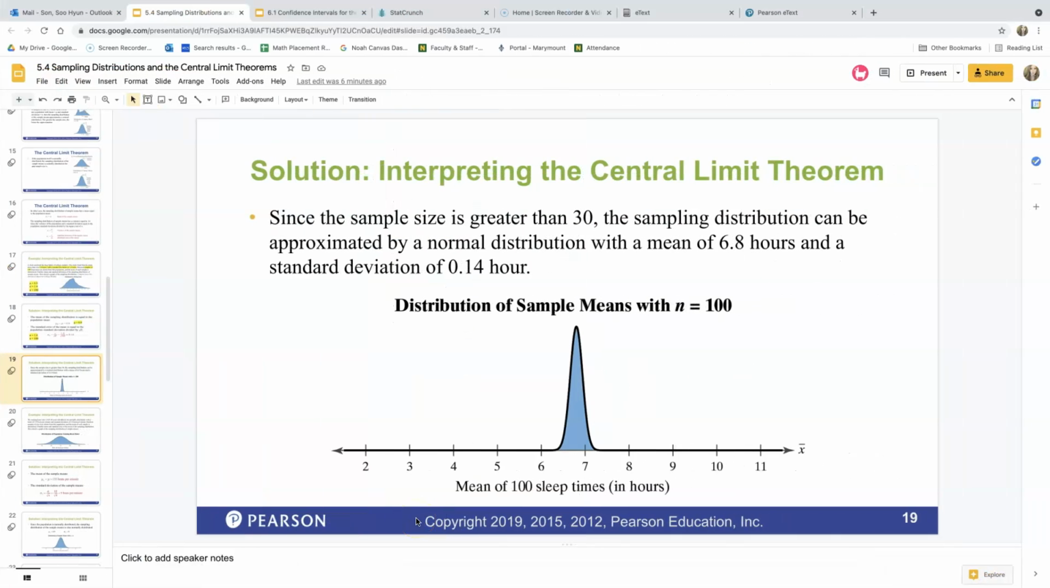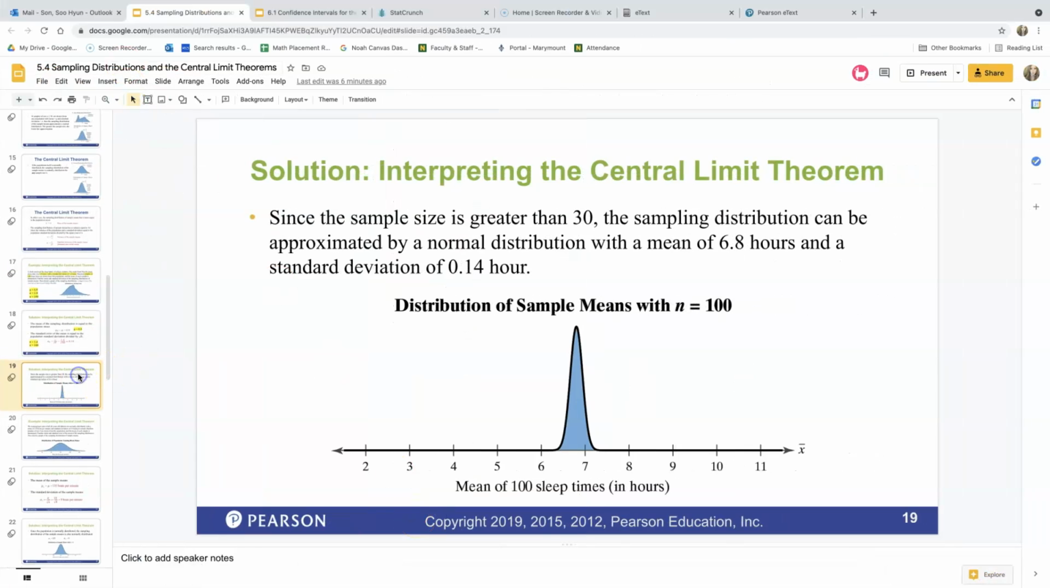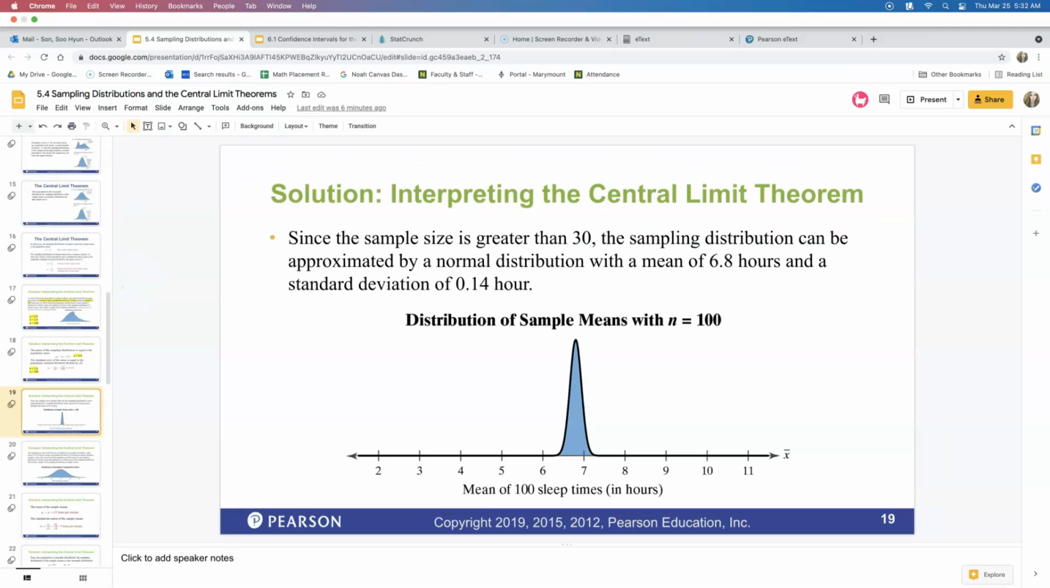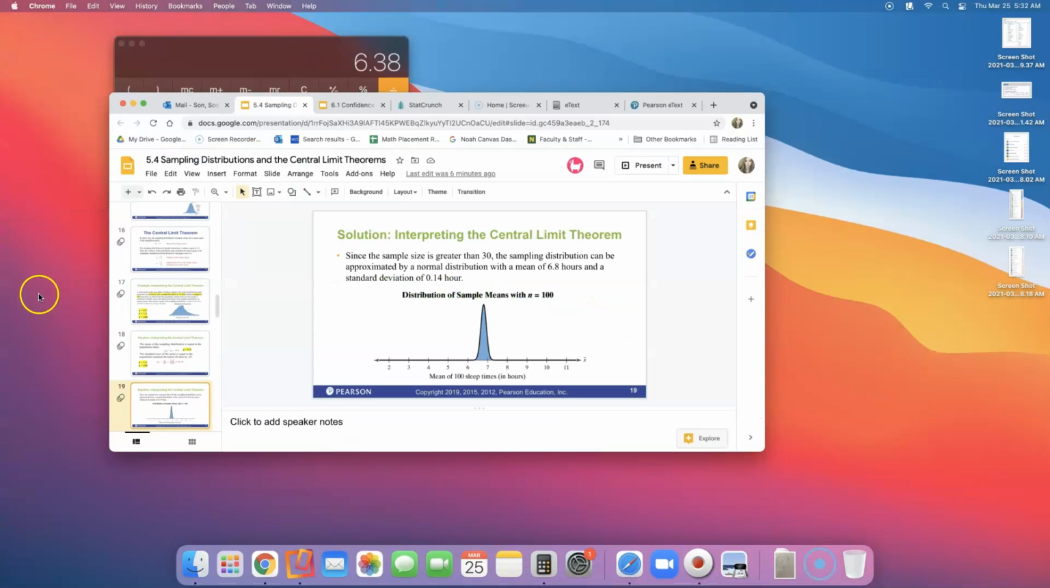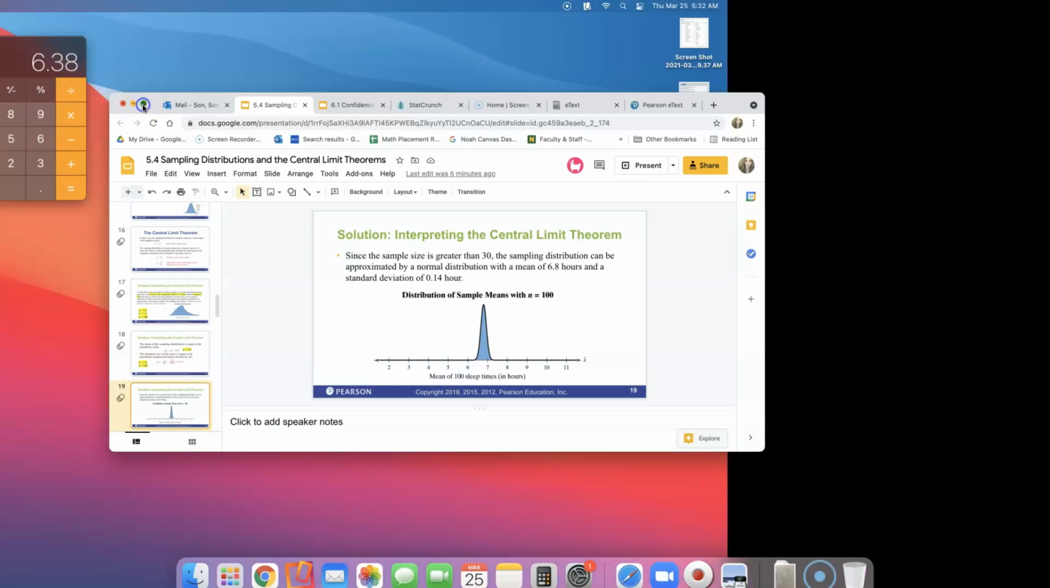Okay, here we go. Let me do maybe, how long have I been going? Minimize the screen. I was recording for 17 minutes. Let me do maybe 3 more minutes, okay?